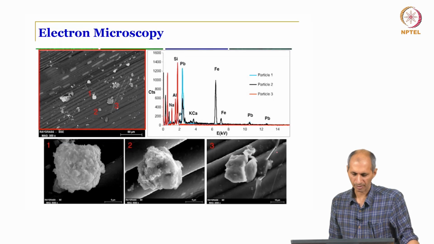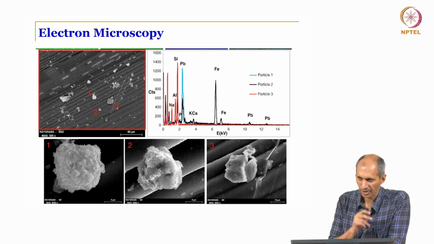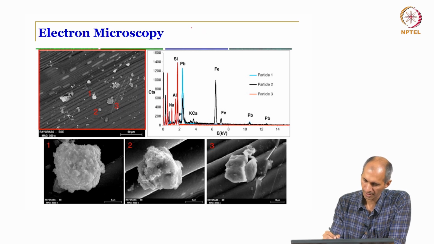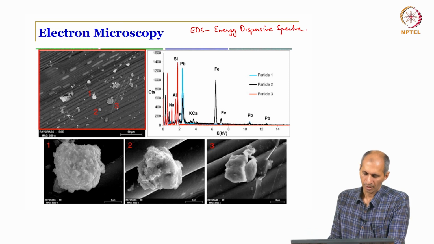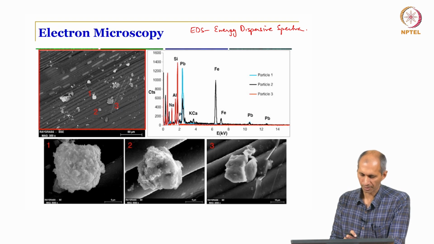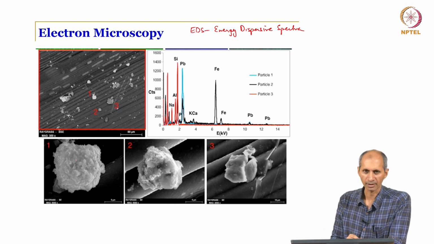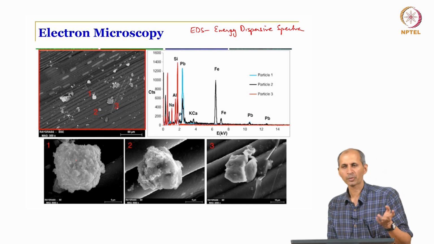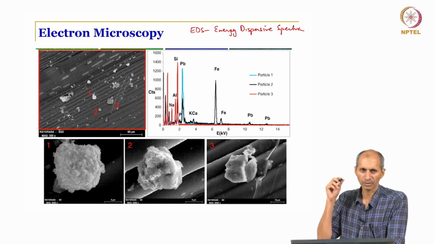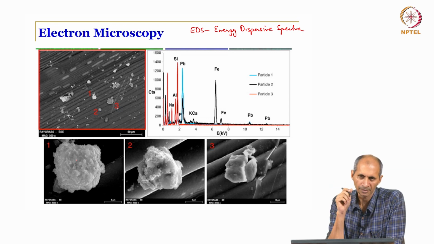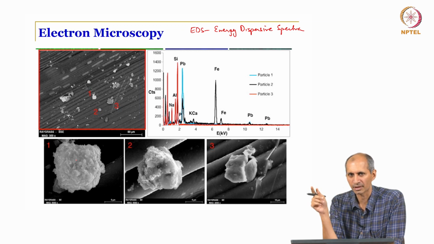So you have physical particles. The electron microscope also has a tool called energy dispersive spectra, or EDS. I can go deeper and focus on one particle. Electron microscopy very briefly works in this manner. In general in microscopy, the resolution for particles depends on the wavelength, and wavelength depends on energy, E equals hc by lambda.